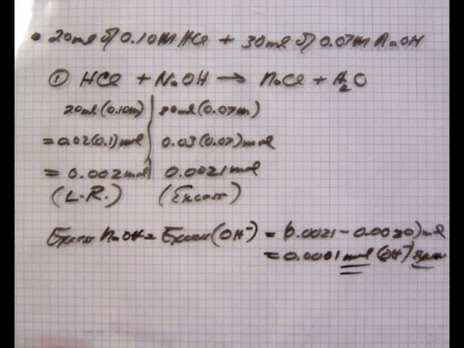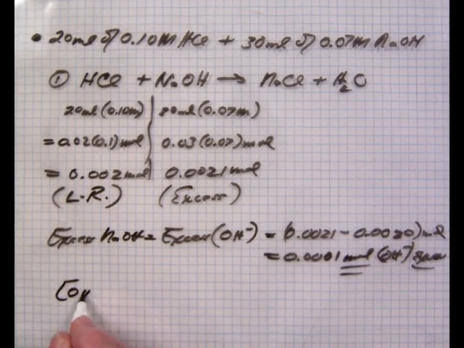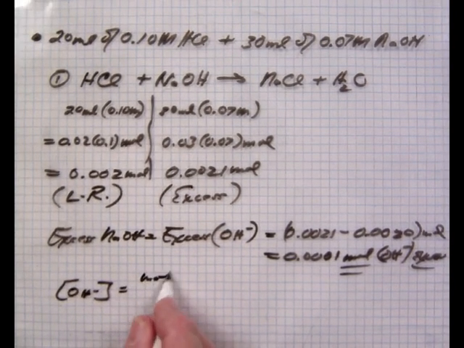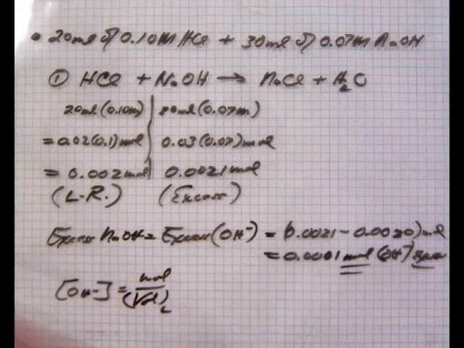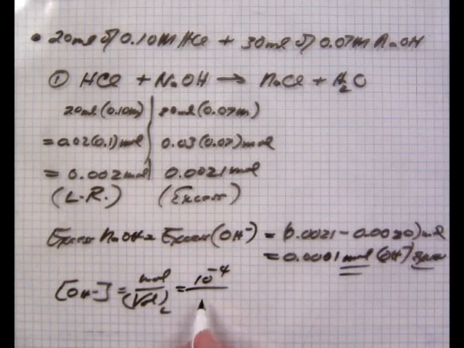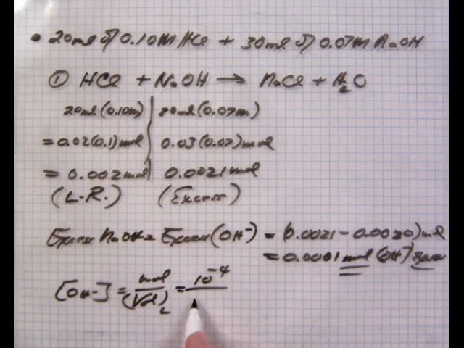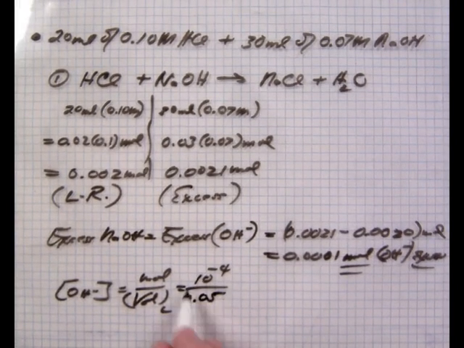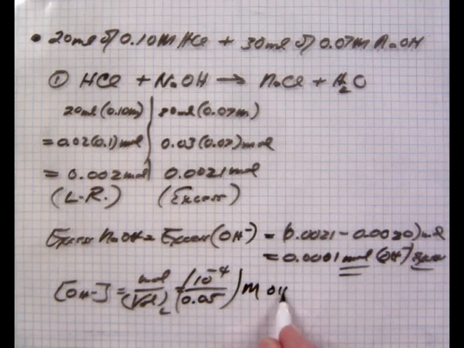Well, that's moles. That's not molarity. So in order to do a pH calculation or of that nature, the concentration of hydroxide is moles over volume expressed in liters, molarity. So the moles is 10 to the minus 4 over, I don't know, 30, 20, 50 mils, 0.05 liter. And so that'll give you molar in hydroxides.